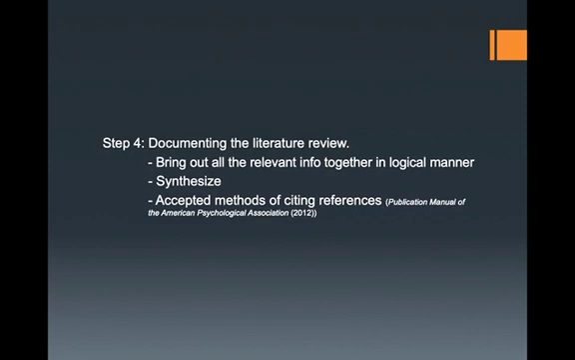A point to note is that a literature survey should bring together all relevant information in a cogent and logical manner, instead of presenting all studies in chronological order with bits and pieces of uncoordinated information. A literature review must synthesize, and there must be an accepted method of citing references when you come to referencing and writing a literature review. The accepted method of referencing is known as the APA method, which is the Publication Manual of the American Psychological Association, published in 2012 and followed.